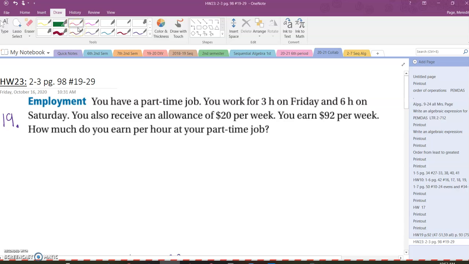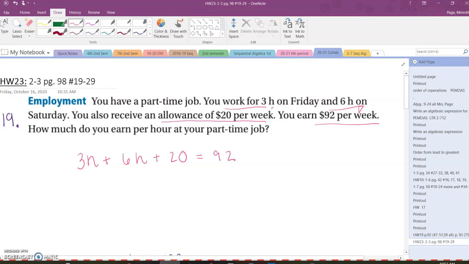So I know things that are going to be important are I'm working 3 hours, 6 hours. I have an allowance of $20. And then I make $92 per week. That's all important. So now I'm going to go ahead and set up my equation. Now, I took 3h plus 6h plus 20 and I added them all together because I'm making that money, okay? So that's why it's addition. And then it's going to be set equal to the $92 because that's what I make total.